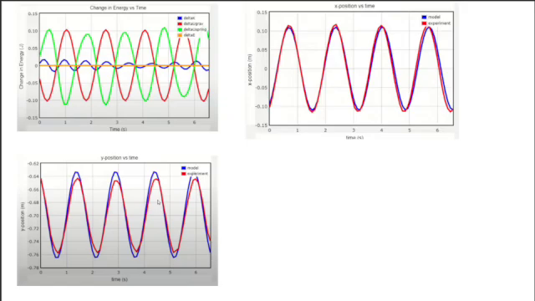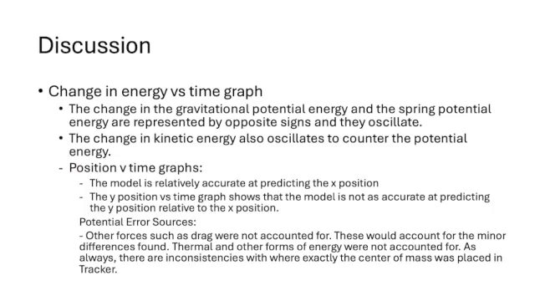These are the graphs for the computational model. They show the change in energy as well as the y position and the x position. So the change in the gravitational potential energy and the spring potential energy in the energy versus time graph were represented by opposite signs, and they oscillate.